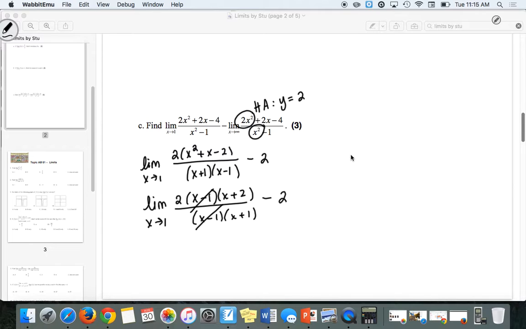Now can we plug in? Sure. So I have 2 times 3 all over 2 minus 2. So you get 3 minus 2, which is 1. Did anybody get that? Yeah.